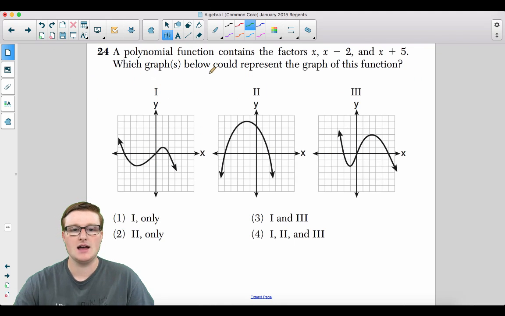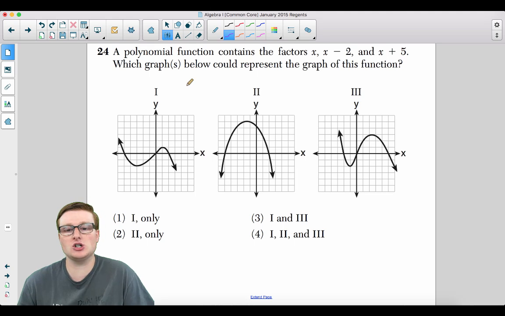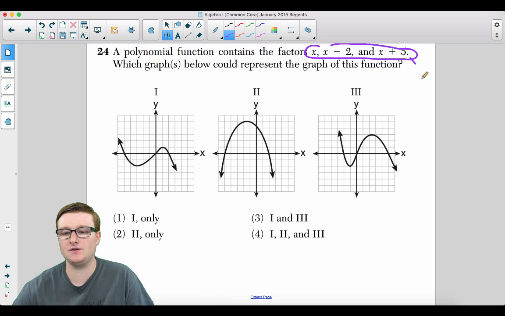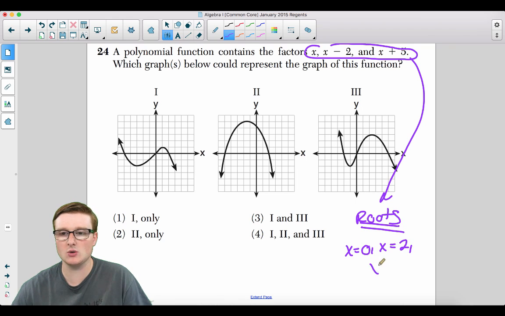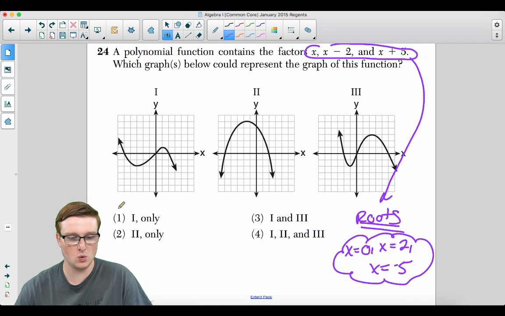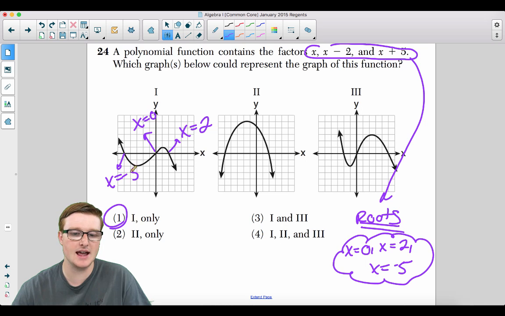All right? And number 24, last but not least. A polynomial function contains the factors x, x minus 2, and x plus 5, which graph shown below could represent the graph of this function. So if the factors are x, x minus 2, and x plus 5, your roots, or where the function crosses the x-axis, is x equals 0, x equals 2, x equals negative 5. So that's why it is going to be choice 1, because this is x equals 2, this is x equals 0, this is x equals negative 5.